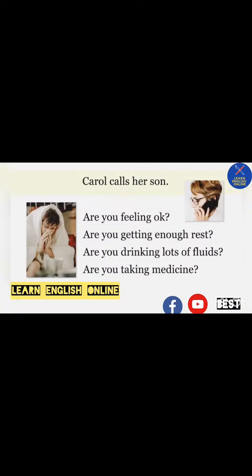Here's some more examples. Carol calls her son. She has a lot of questions. Are you feeling okay? Are you getting enough rest? Are you drinking lots of fluids? Are you taking medicine? Look at all of these questions. They all have the be verb. Let's look at some more examples.